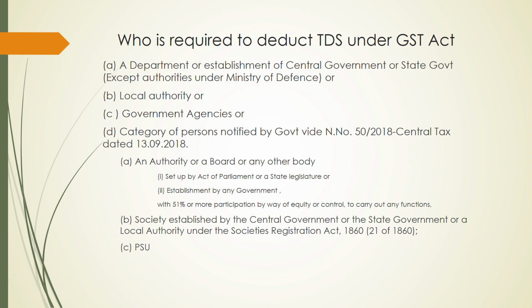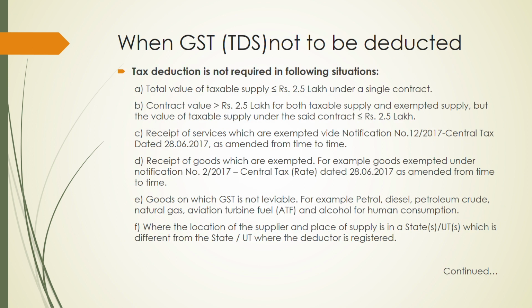that is, an authority or board set up by Parliament or a state legislature, any establishment in which the government holds 51% or more equity participation or control, a society established by the central government or state government or local authority, and a public sector undertaking. So these are the entities who are required to deduct TDS under the GST Act.